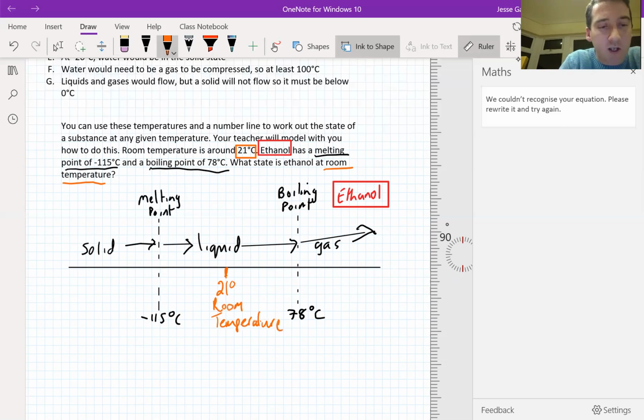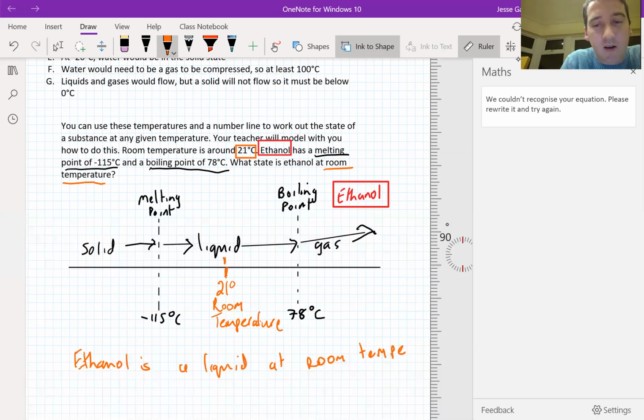Okay, so that answers the question for us. That proves for us that ethanol is, it's in the liquid part, so is a liquid at room temperature. And that is how I do that. That's how I find out what state a substance is at room temperature.